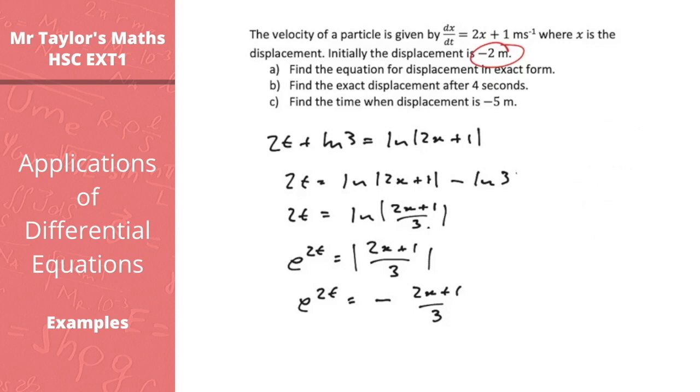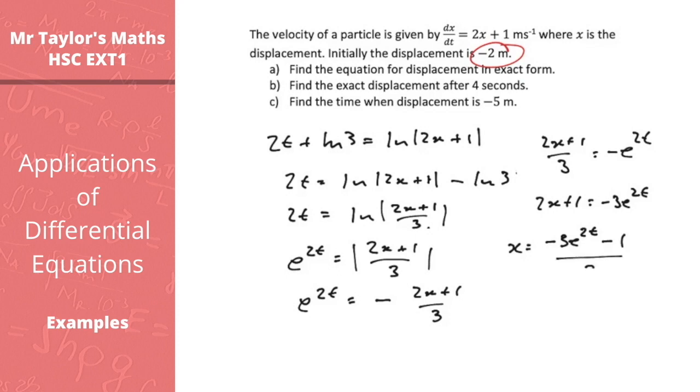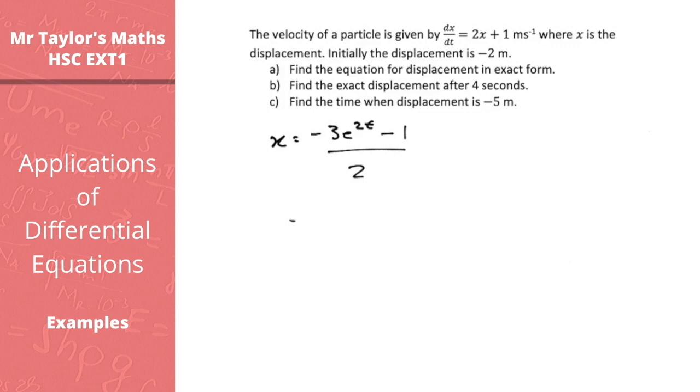Nearly finished here. So multiply both sides by -1. So 2x plus 1 over 3 is -e to the 2t, times 3, minus 1, and divide by 2. So I'm just going to say x is -3e to the 2t minus 1, all over 2. And that is our displacement in exact form, the exact displacement that we found in part A.